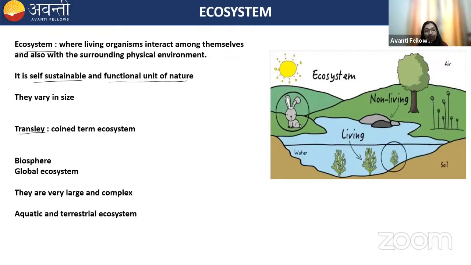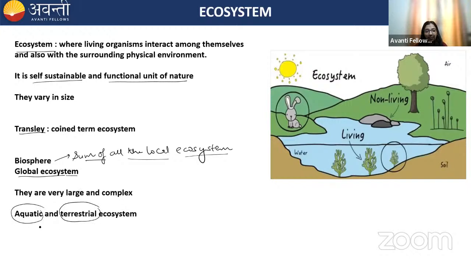Now the earth constitutes a biosphere. Biosphere is the sum of all the local ecosystems. So it is the sum of all the ecosystems, and we also refer to it as the global ecosystem. The biosphere or the global ecosystem is very large and very complex, so we have divided it into two categories: one is aquatic and the other one is terrestrial ecosystem.